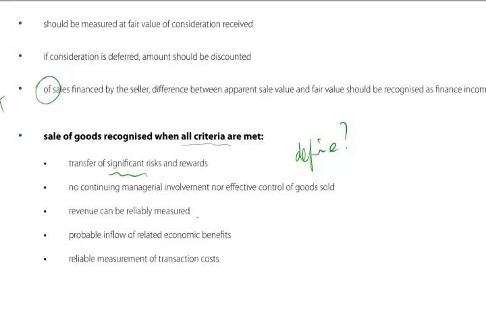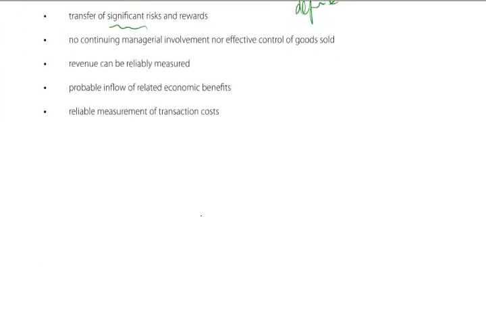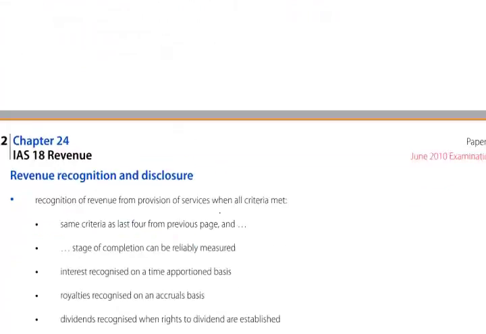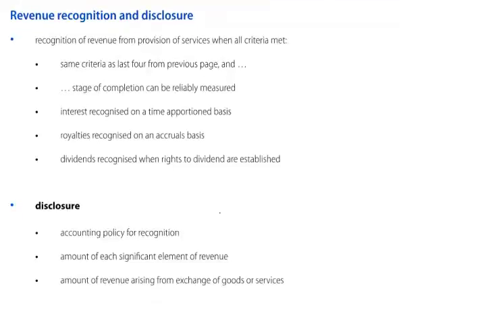Revenue should be capable of reliable measurement, and the probable inflow of economic benefits should result. A reliable measurement of transaction costs should also be apparent. In the context of services, all criteria need to be satisfied, the same criteria as the last four from the previous page, together with the stage of completion being reliably measured.